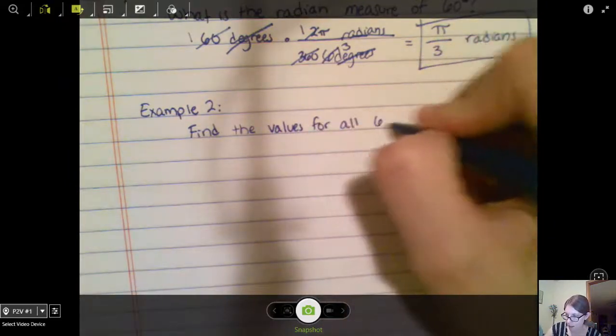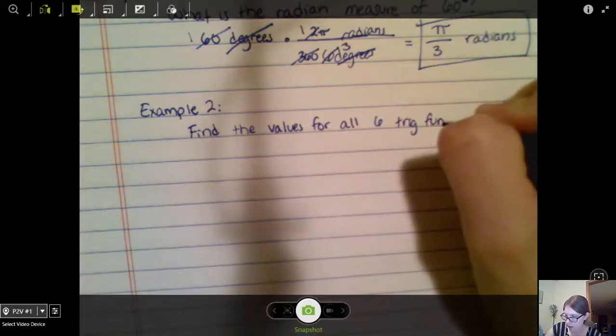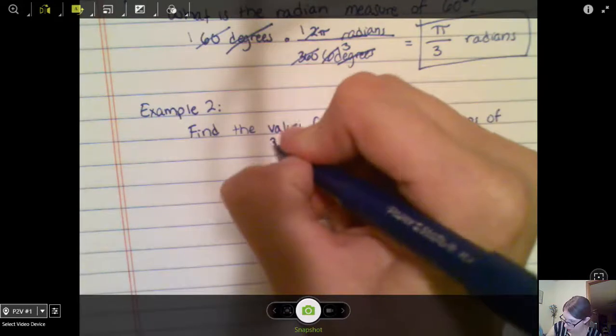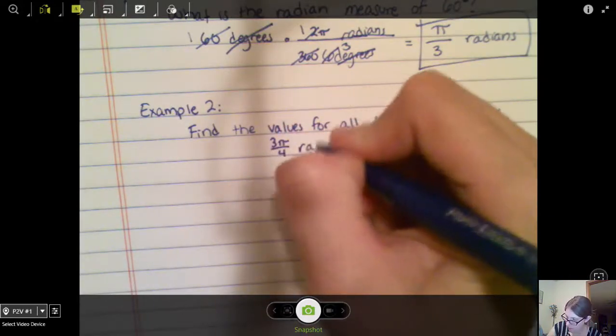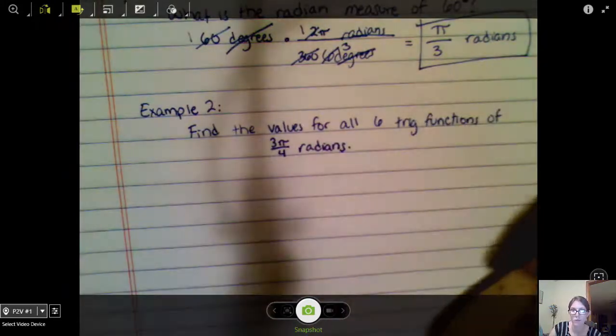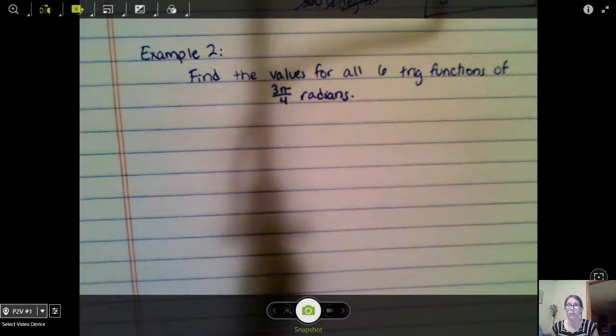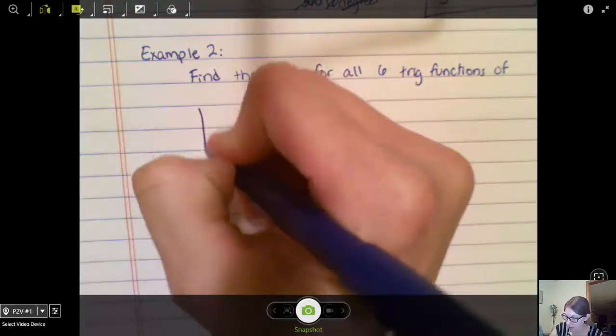Find the values for all 6 trig functions of 3 pi over 4 radians. Now, first of all, let's think what 3 pi over 4 radians is. And like I said, the fact that I showed you how to convert is kind of tricky. We don't want to convert this to degrees. Say that again. We do not want to convert 3 pi over 4 radians to degrees in order to find where that is on our coordinate plane. Keep it in 3 pi over 4 radians.